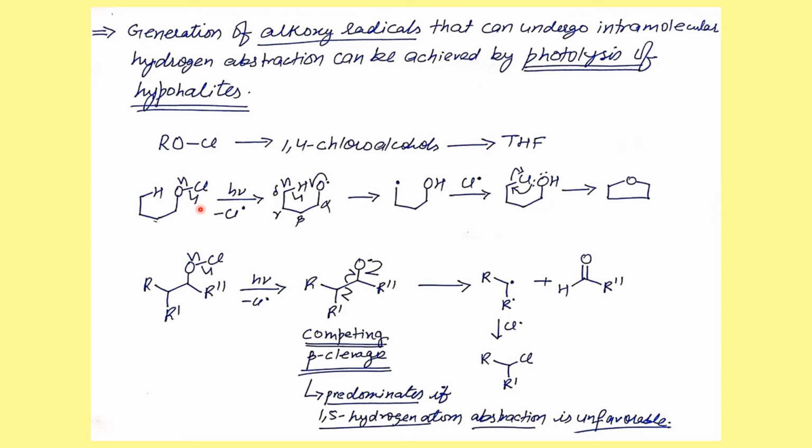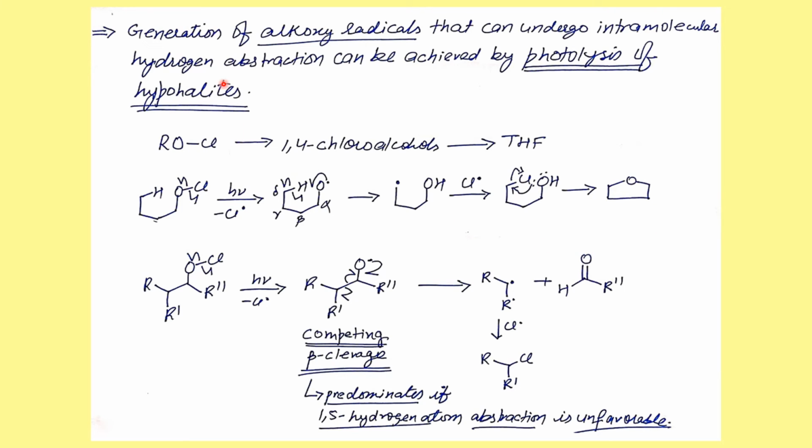And that is why, in presence of light or under extreme heat conditions, it undergoes cleavage to give you the radical. So once the radical is formed, again there is an abstraction from the delta position to give you this carbon radical, which is then captured by the chloride radical to give you this 1,4-chloroalcohol. And now if you use some kind of a base like NaOH, then it will cyclize to give you the tetrahydrofuran derivative. So you can clearly imagine this is one of the better methods.